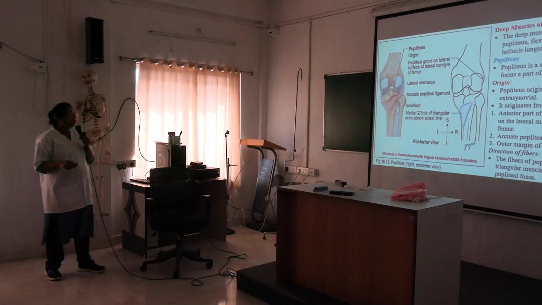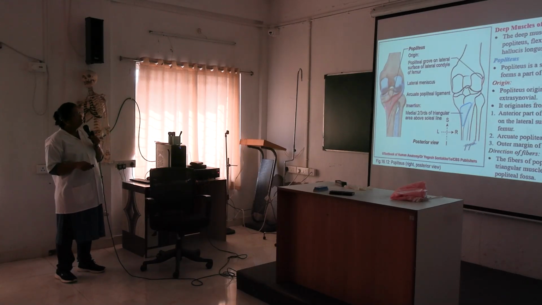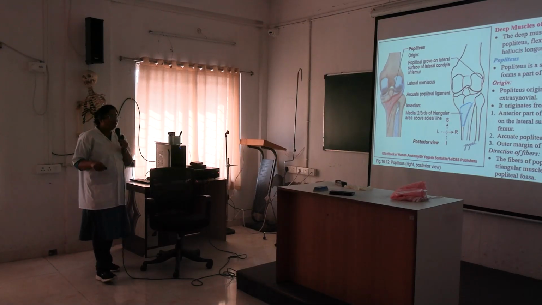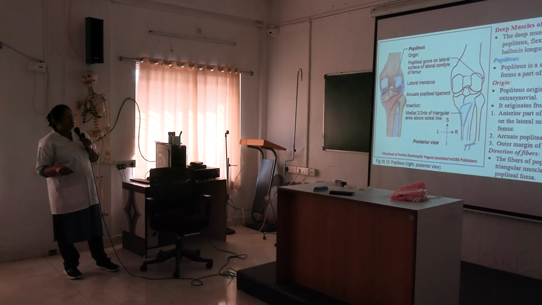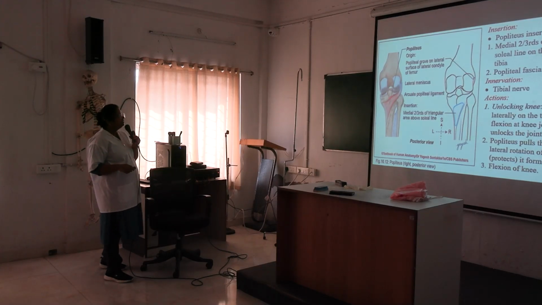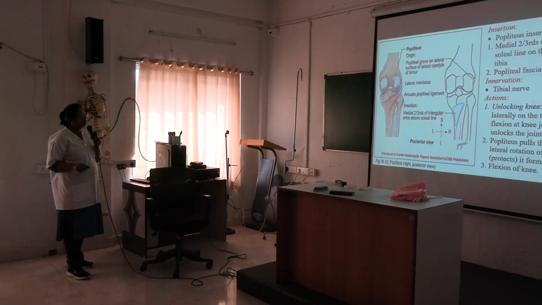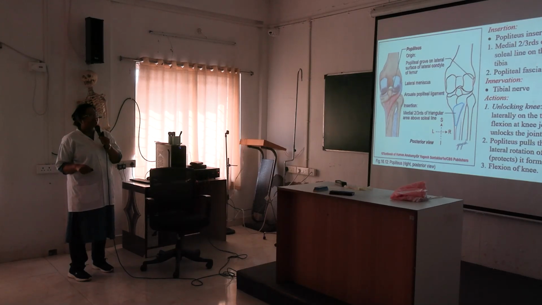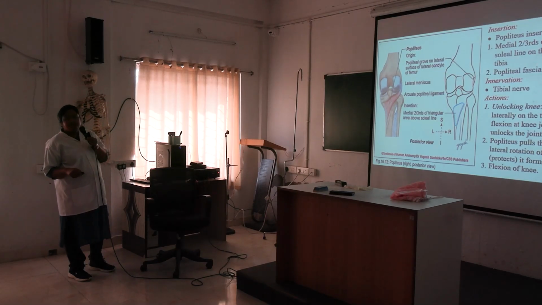And what is the direction of fibers? This is the muscle. Here is the origin, here is the insertion. Insertion is into the medial 2/3 of the triangular area above the soleal line. The fibers of popliteus spread out to form a flat triangular muscle, which forms the floor of the popliteal fossa. Popliteus inserts on the medial 2/3 of the triangular area above the soleal line on the posterior surface of the tibia in the popliteal fossa. Innervation is by the tibial nerve.